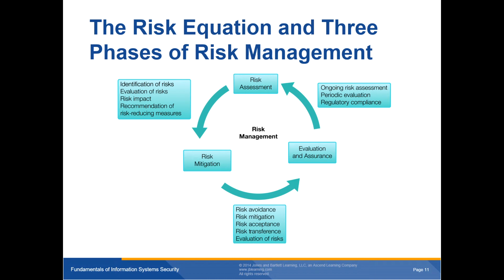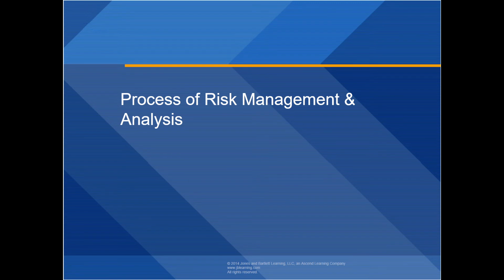First, you have to assess what's going on: identification of risks, evaluation of them, evaluation of the risk impact, and recommendation of risk-reducing measures. From risk mitigation to evaluation assurance, you have risk avoidance, risk mitigation, risk acceptance, risk transference, and evaluation of risks. And from evaluation assurance to risk assessment, it's ongoing and periodic evaluation along with regulatory compliance. In the little box at the bottom, risk avoidance, mitigation, acceptance, and transference, we'll talk about those specifically in a little bit. The process of risk management and analysis.